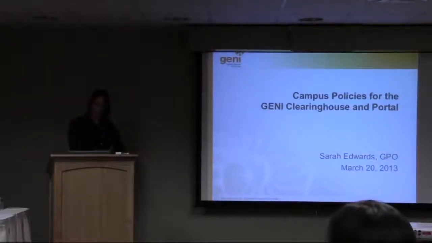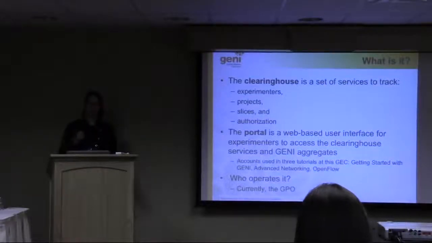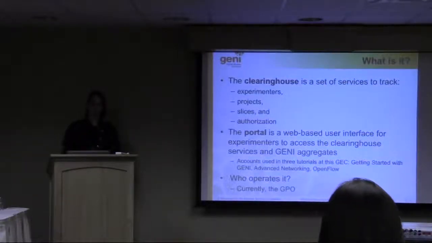I'm going to make some proposals about policies regarding the new GENI Clearinghouse and portal. Basically, we are interested in your feedback on how to do policies with the new portal. So just real quickly, the portal is really a front end to the clearinghouse. The clearinghouse is how we manage experimenters, projects, and slices, and also a little bit of authorization to have permission to take certain actions.